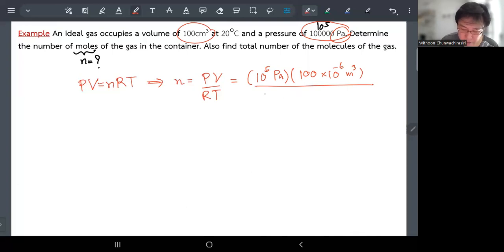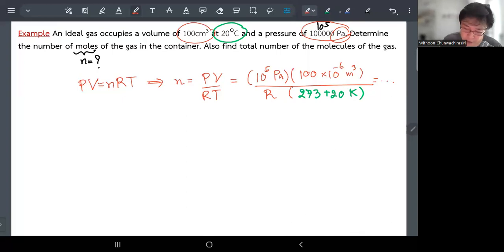R is R. I can just leave it as R there. You can look it up, it's 8.31. You can plug in the number. And now the temperature is 20 degrees Celsius. Don't forget, you have to plug in the Kelvin temperature over here. So it's going to be 273 plus 20, in the Kelvin scale. And that's it, guys. You can calculate the number of moles right there. You are done. Okay. Cool.